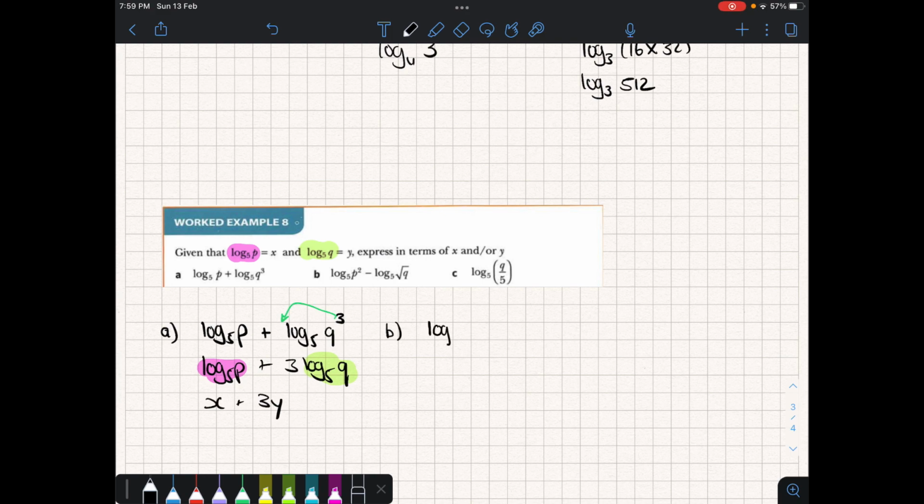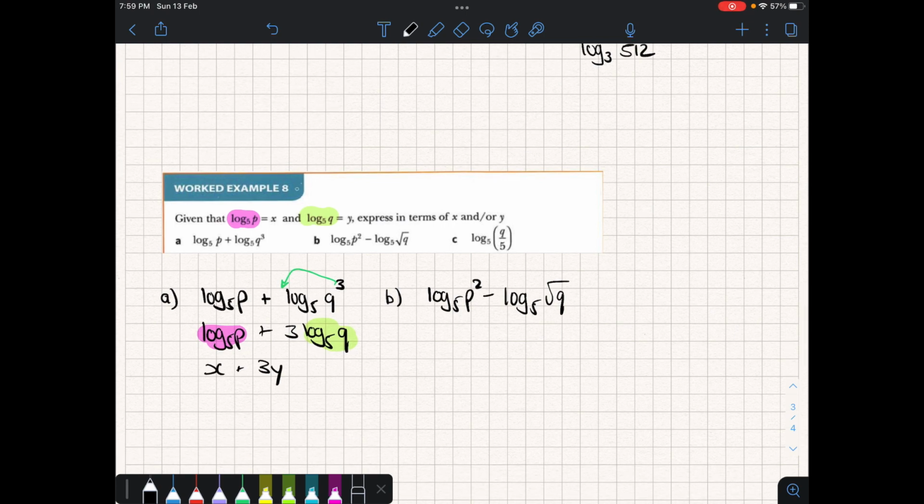The next one, we have log base 5 of p squared. Again, here's a simple power rule, and here we have log base 5 of the square root of q. The first thing we need to do is bring the exponent down as a coefficient, so 2 log base 5 of p. And what we need to do here is change this square root of q into index notation. So this will become log base 5, and square root of q can be written as q to the power of 1/2. Now we can use the power rule and bring that to the front. So we'll get 2 log base 5 of p minus 1/2 log base 5 of q. And once again, here's x, here's y, direct substitution, so we get 2x minus y over 2.